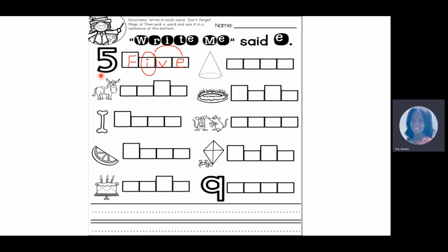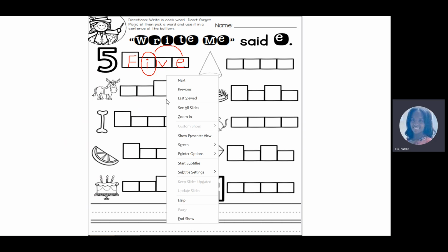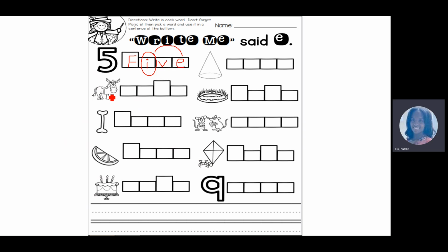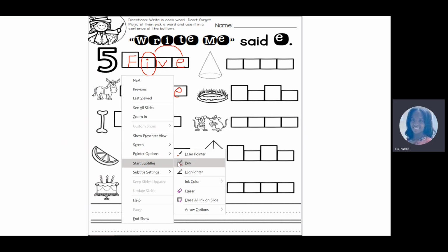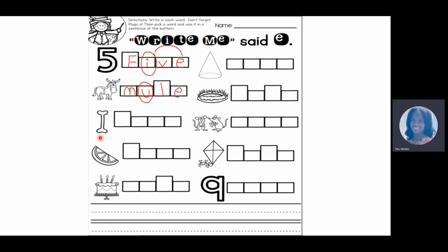Mule. Let's write our next word. M, U, L. And let's not forget our magic E because that vowel U is saying you. Let's take a look at our next word, which is bone.